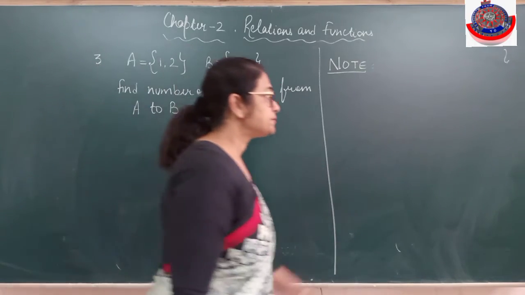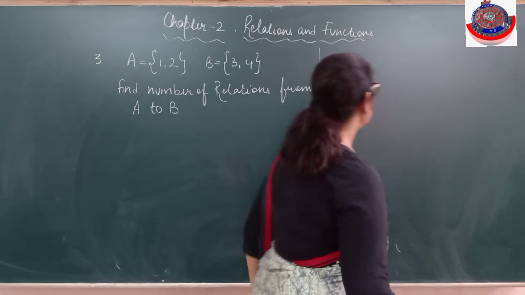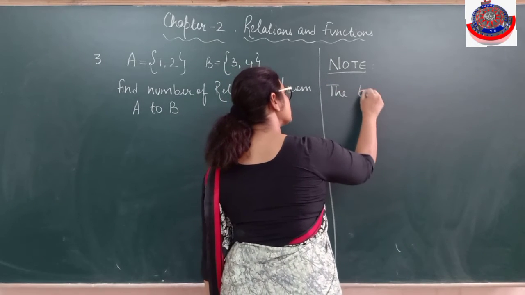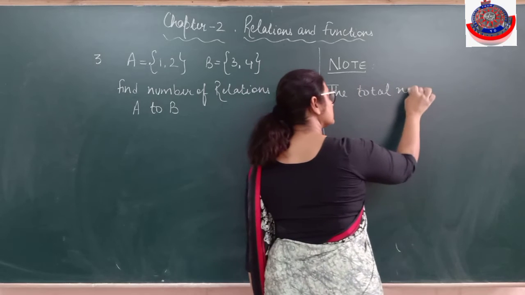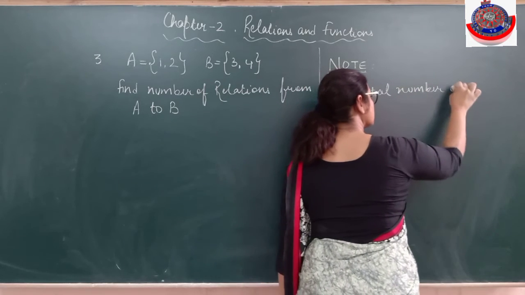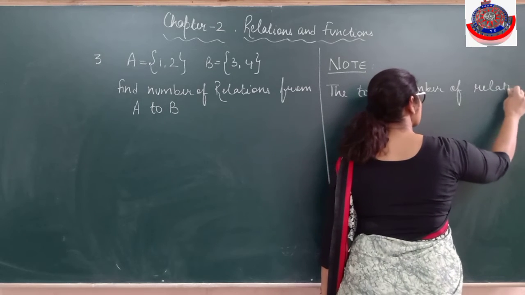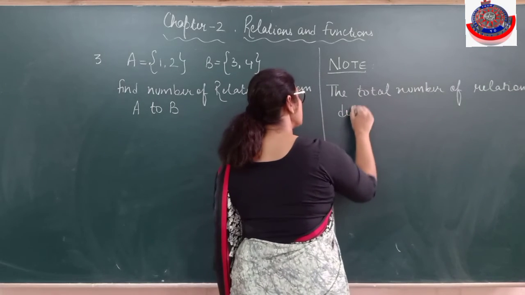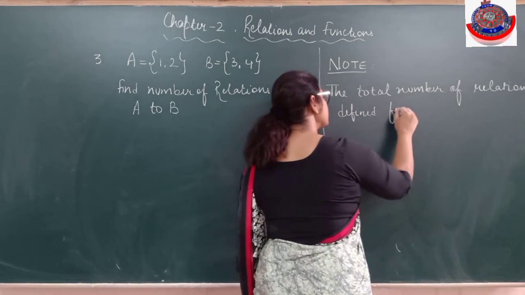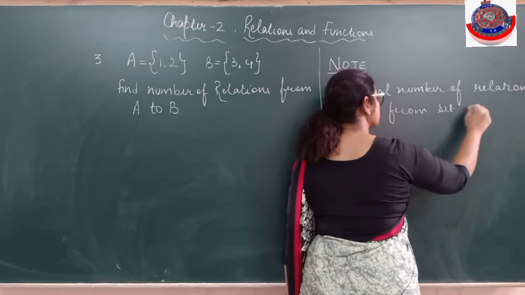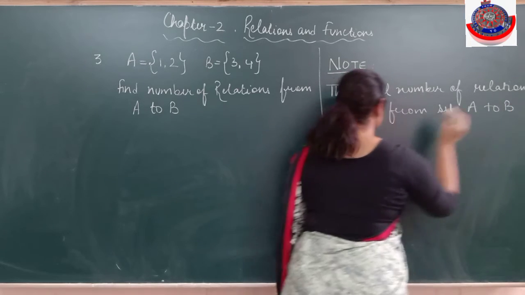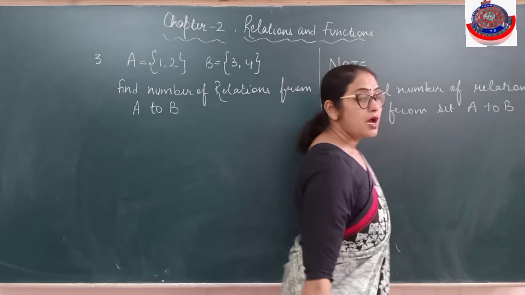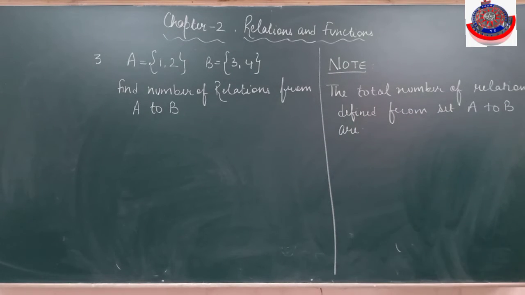Now for that, put a note. The total number of relations defined from set A to B are, what did we say? R is a subset of A cross B. So the total number of relations that can be defined from set A to B is the number of possible subsets.